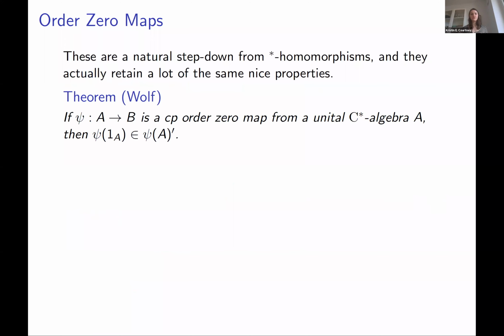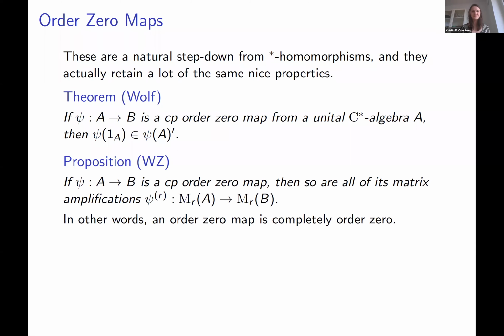We know from a theorem of Wolff that if we have a CP order zero map from a unital C-star algebra, then the image of the unit commutes with the image of the C-star algebra, which of course is trivial for star homomorphisms. And then the next is, again from the same paper of Winter and Zacharias, where they show that if you have a CP order zero map, then all of its matrix amplifications are also CP order zero. In other words, an order zero map is completely order zero, automatically.